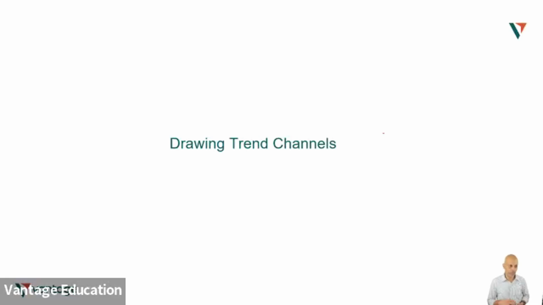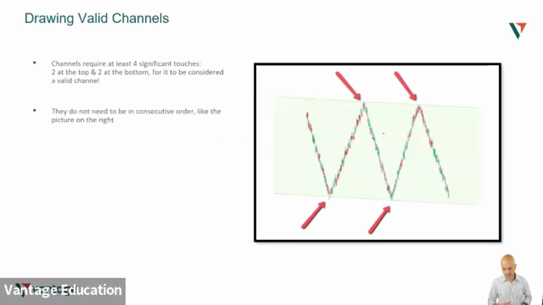Now, we've covered ascending trend lines and descending trend lines. We're going to build on this and move on to determining channels. We have upward channels and downward channels. Channels basically are an extension of the descending trend line and the ascending trend line.